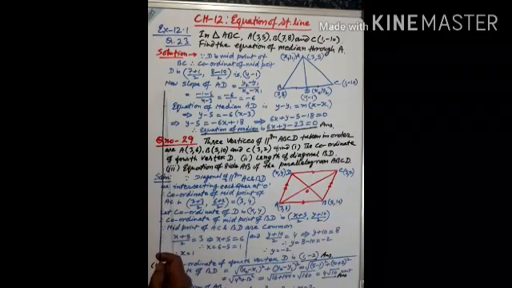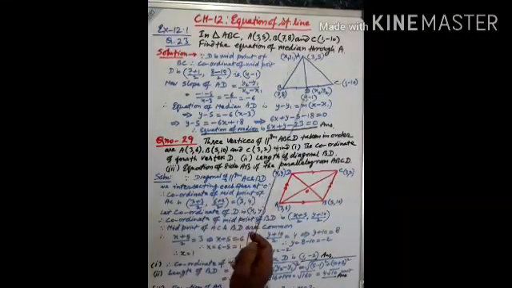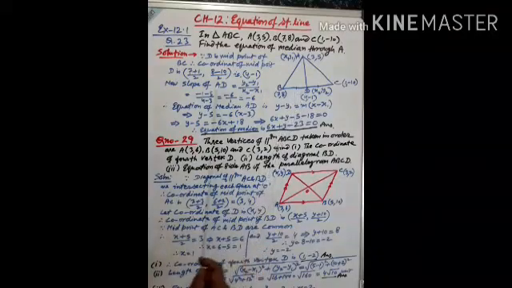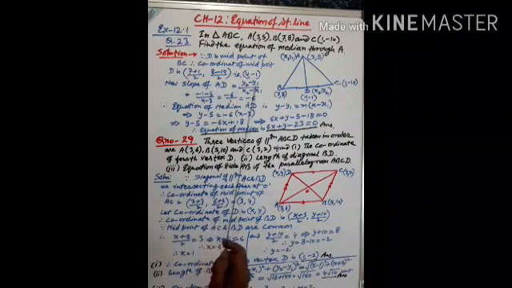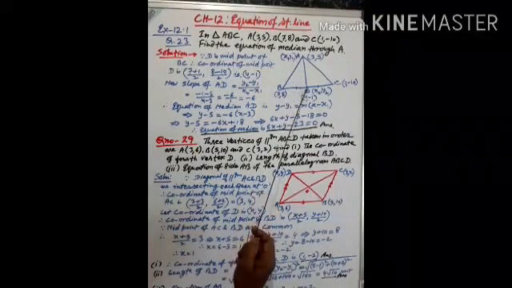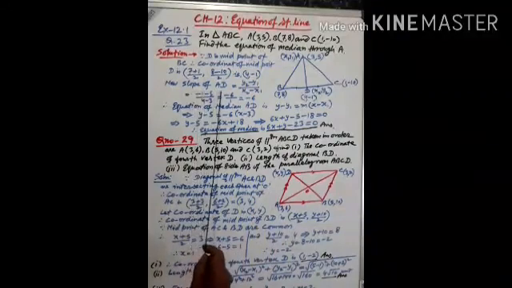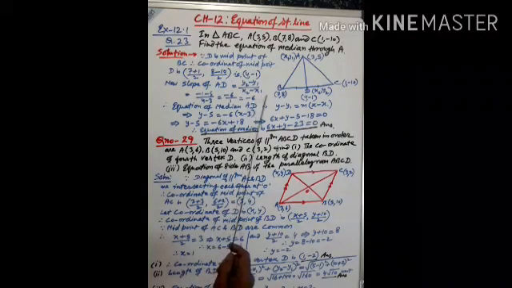Now you have to find the slope of AD. Since you have to find the equation of a line, the slope of the line is required. Slope of a line, you know the formula, (y2 minus y1) by (x2 minus x1). So the slope of AD is (-1 minus 5) by (4 minus 3), that is minus 6 by 1, and that is minus 6. So the slope of AD you got is minus 6.